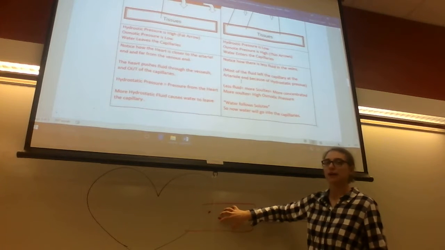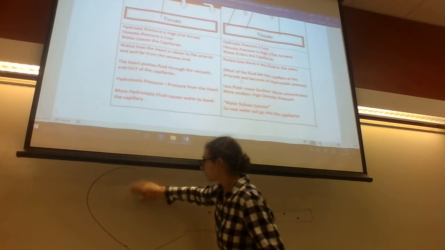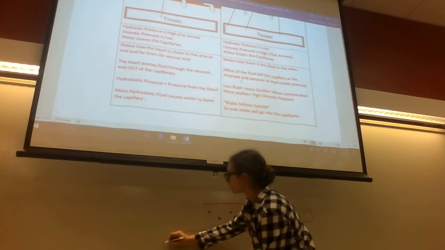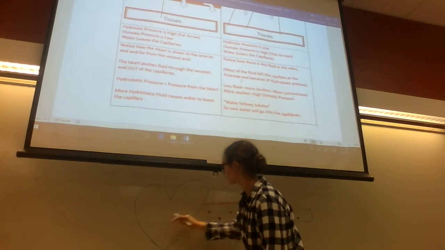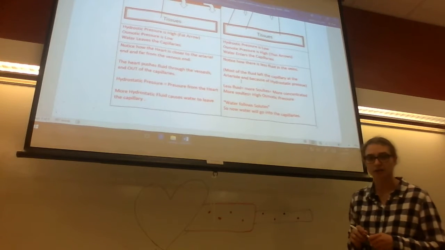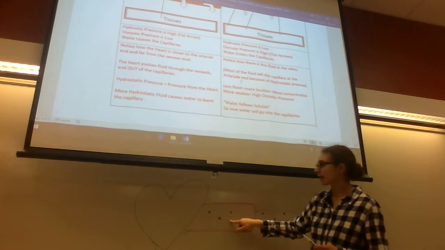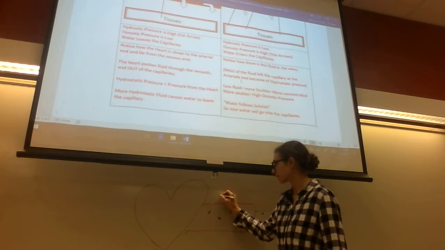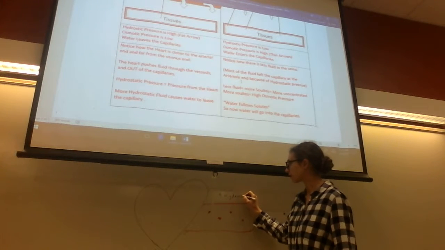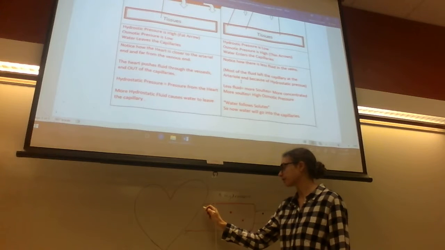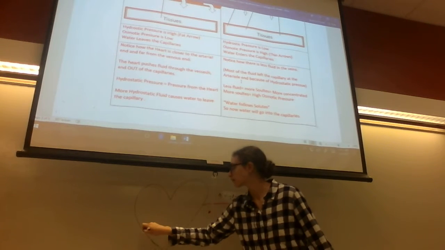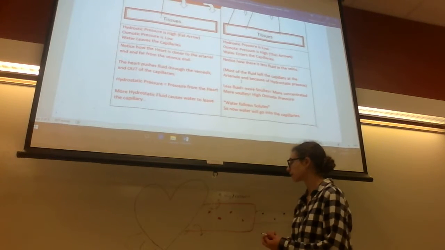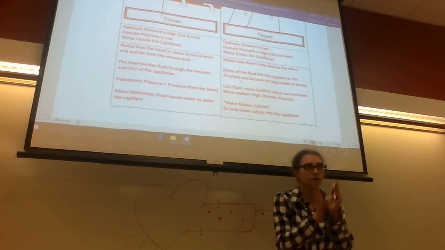In the arterial end, even though we have a heart here, the heart isn't nearly as important as knowing which end we're at. So at the arterial end, hydrostatic pressure is high, and it's high because of the heart. When the heart contracts, fluid is going to be forced out of the arterioles because that pressure from the fluid is pushing out.